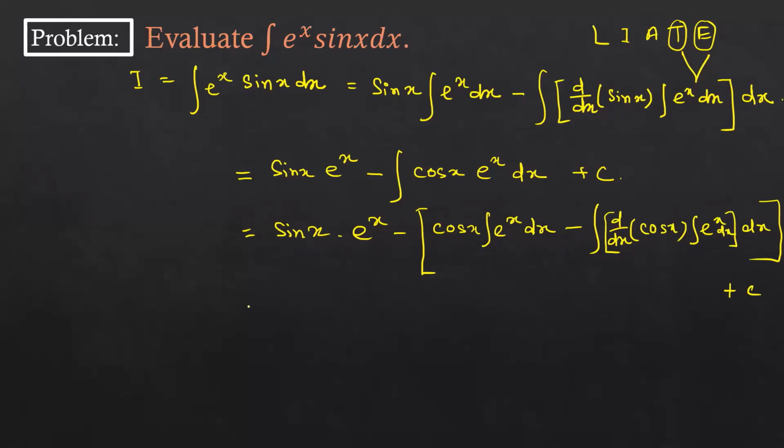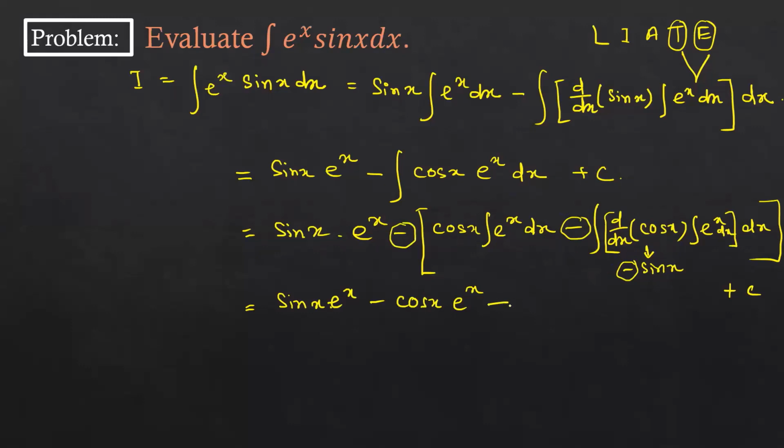So what we have is sine of x into e to the power x, and minus cos of x into e to the power x. There is minus of minus plus, and again you have one minus from here, minus sine of x. So there are three minus terms: one minus here, another minus here, and another here.